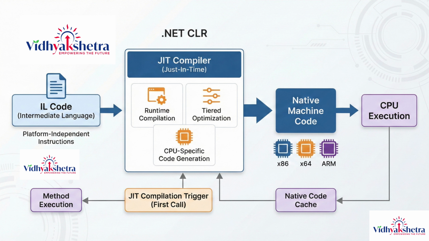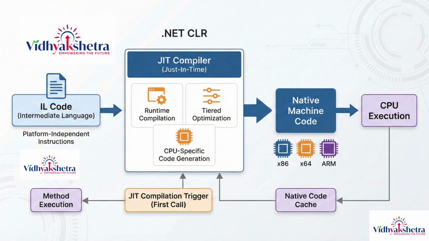In modern .NET implementations, the JIT compiler uses tiered compilation. Tiered compilation is a two-phase optimization strategy. When a method is executed for the first time, it is compiled quickly using minimal optimization. This ensures fast application startup. If the runtime detects that a method is executed frequently, it recompiles that method later using more aggressive optimizations. This dynamic optimization model allows applications to start quickly and gradually become faster over time. It combines the benefits of fast startup and high-performance execution.